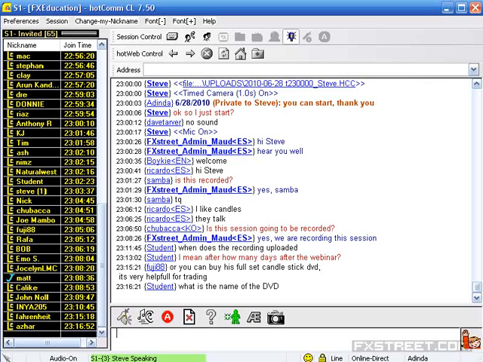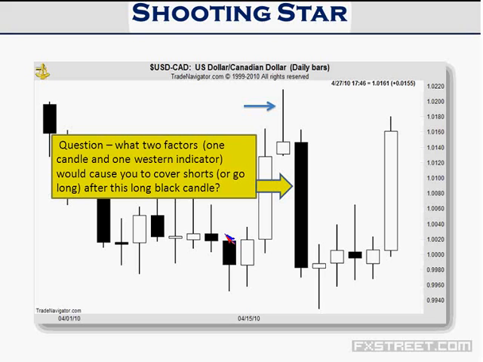One candle and one Western indicator would cause you to cover shorts or go long after this long black candle. So let me go over this question here. And I have a lot of Q&A charts that we have in our education because it's the best way to cement your education and make sure you understand the concepts I reveal.